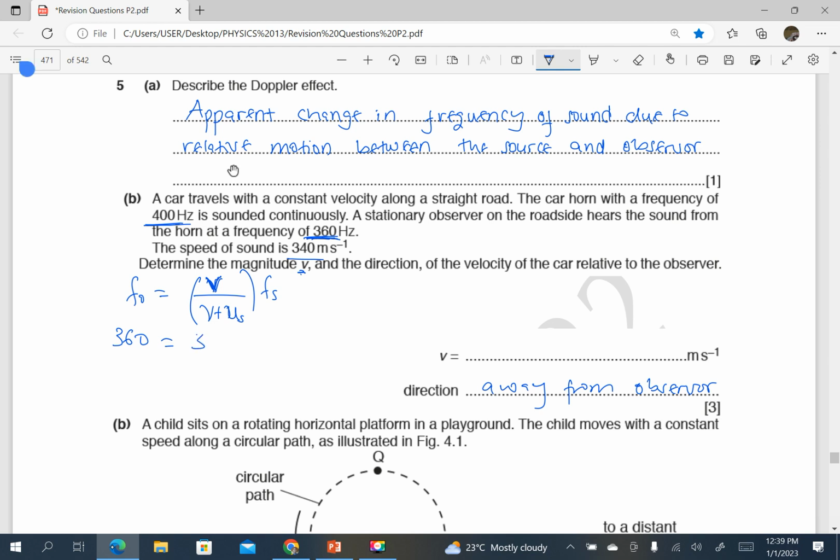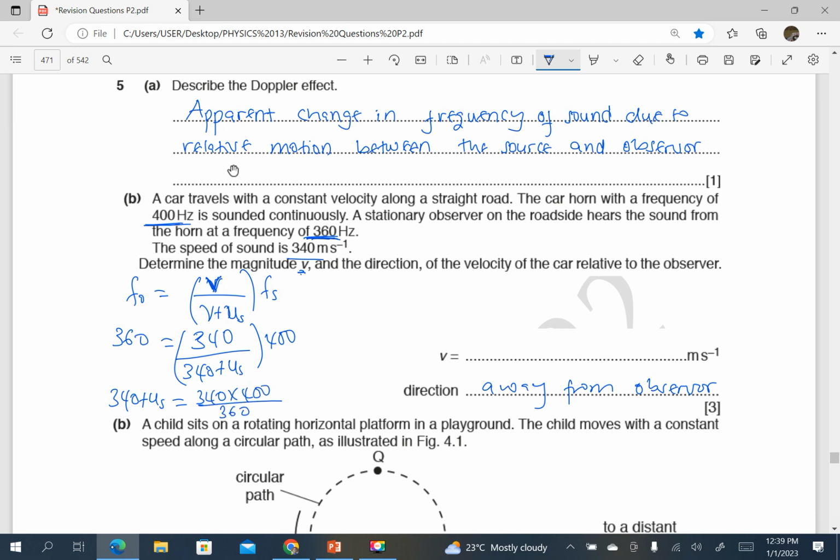So this is going to be 360, 340. So this is 340 divided by 340 plus the speed which we want, I'm calling it us, times the normal frequency, which is 400. Normally we find challenges with solving this, but a mathematician would simply see that this is 340 plus us equaling 340 times 400 divided by 360.